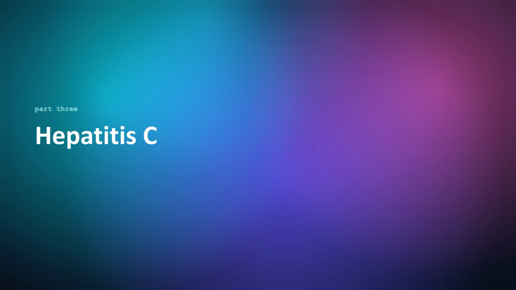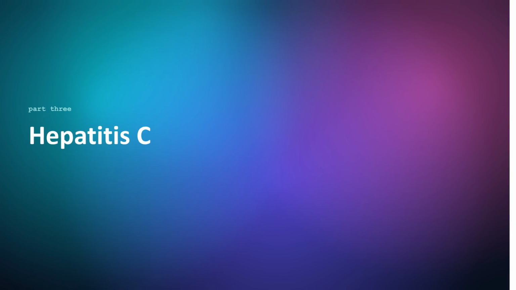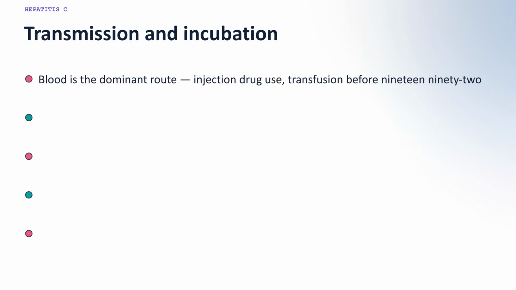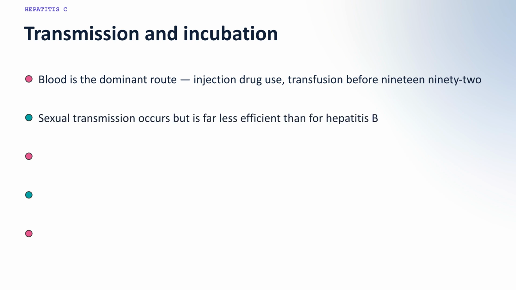Now hepatitis C, the virus that used to mean decades of slow fibrosis, and now means 8 to 12 weeks of tablets and a cure. Hepatitis C is predominantly blood-borne. Injection drug use is the dominant modern route, and transfusion before 1992 accounts for a historical cohort. Sexual transmission occurs, but it is far less efficient than for hepatitis B. And in 20 to 30% of patients, no clear precipitant is ever identified. So a negative risk factor history does not exclude it.